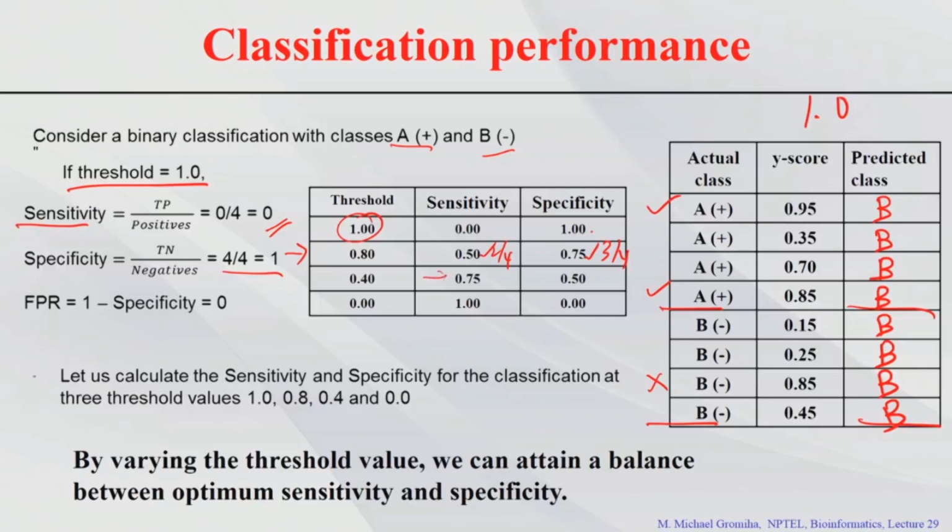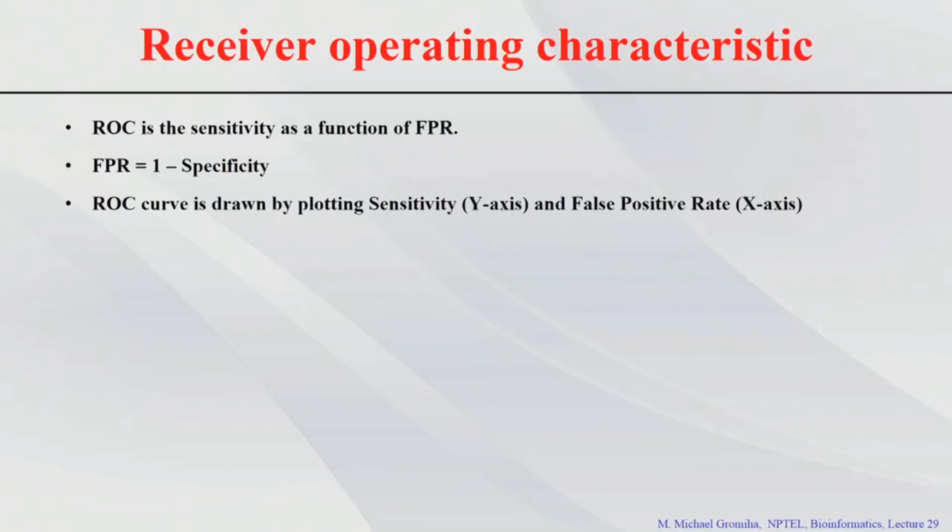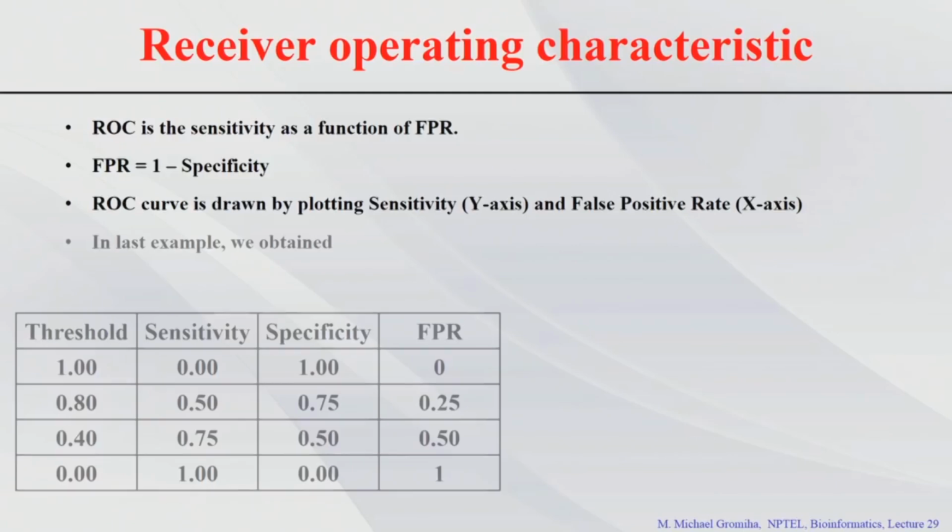A sensitivity of 0.75, but specificity is also good. If you take the average of these two, here we get 0.5, here you will get 0.615. So, this is better, right. So, you can change the threshold and then see how the performance varies. You can see the ROC is sensitivity as a function of false positive rate, just as you mentioned. What is false positive rate? 1 minus specificity, so that is also right.